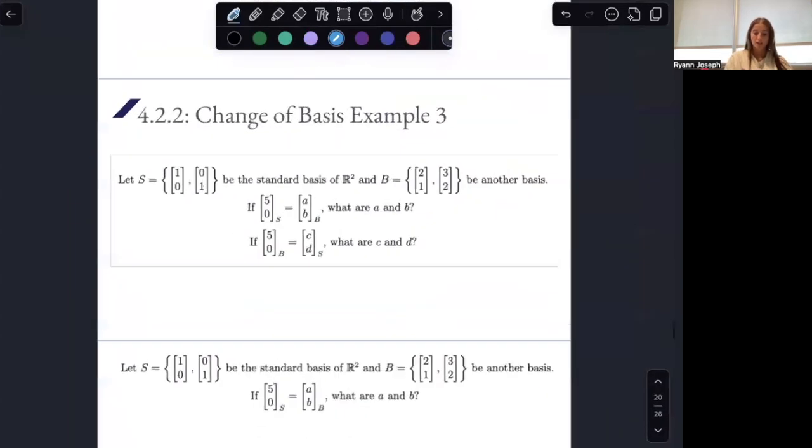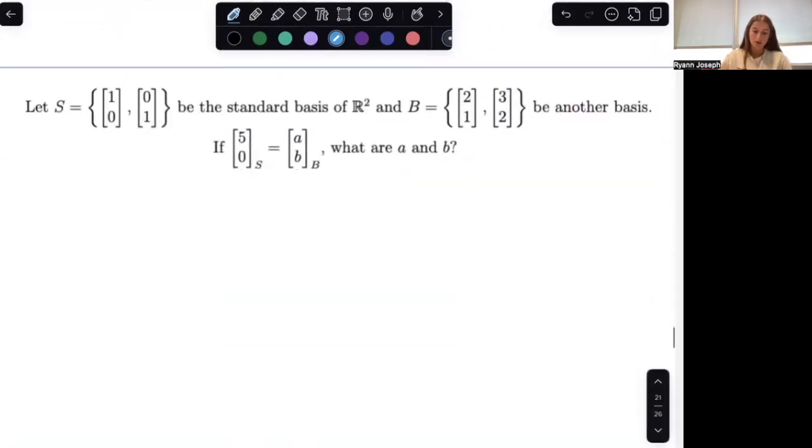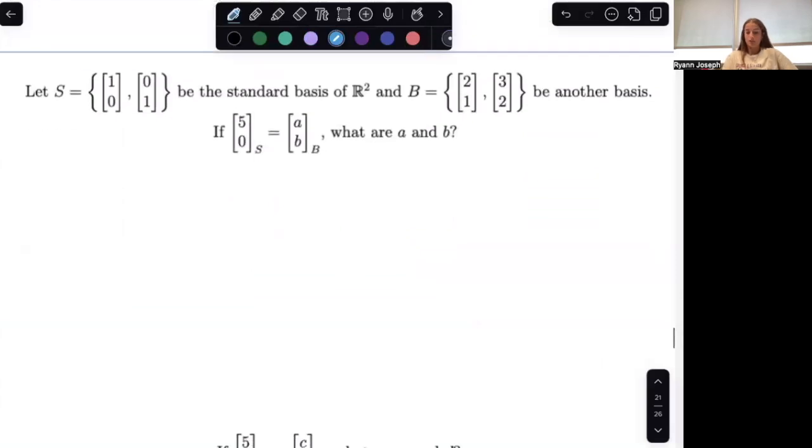One more change of basis example, to really just nail down the concept of change of basis. This one's actually from the 4.2 prep quiz. It's the exact same problem. So if you are also doing the prep quiz, this is the answer. Okay, so we have the standard basis as we normally do, and we have a basis B. So B is 2, 1, 3, 2.